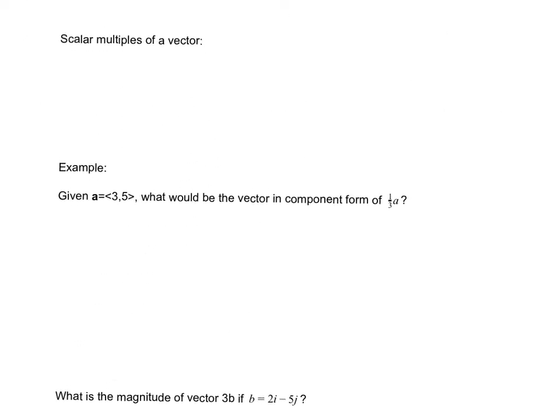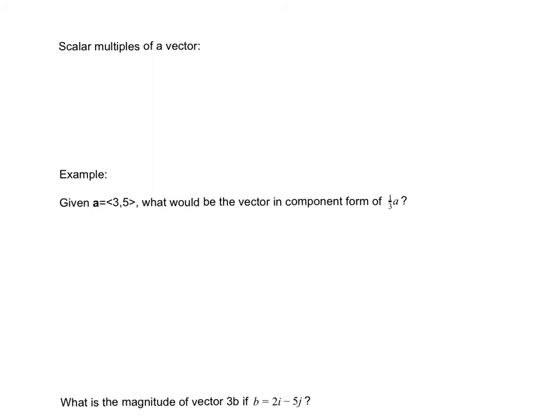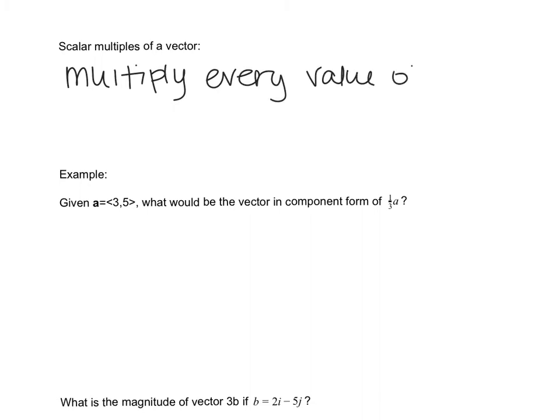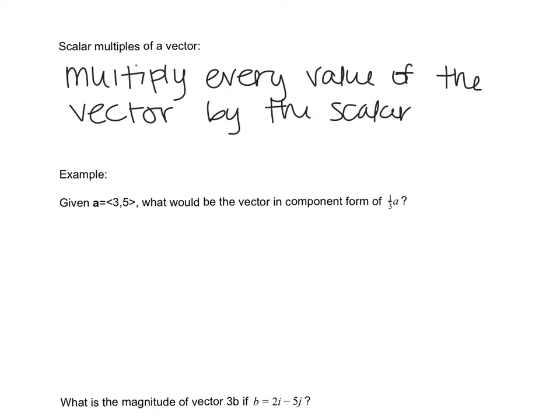So the last thing we have to talk about are scalar multiples of a vector. So remember, a scalar is just a number. So if we're going to do a scalar multiple of a vector, what we do is we multiply every value of the vector by the scalar. So whatever scalar we have, we just multiply x and y by that value, and that's how we multiply a vector by a scalar.